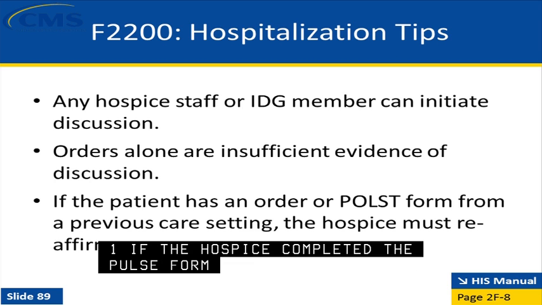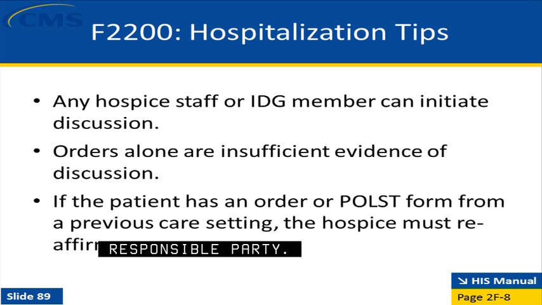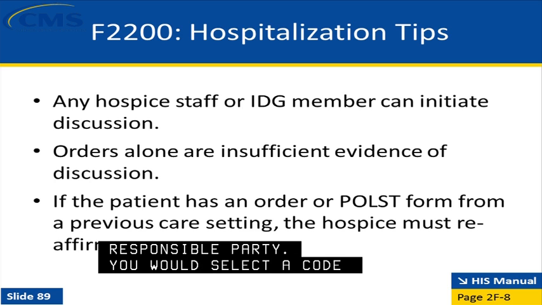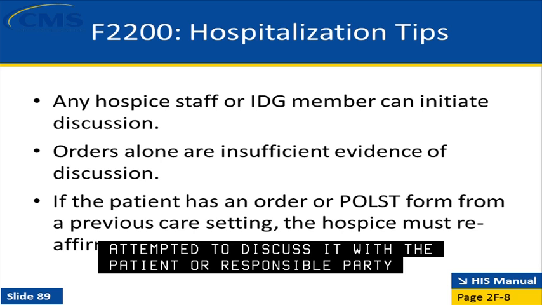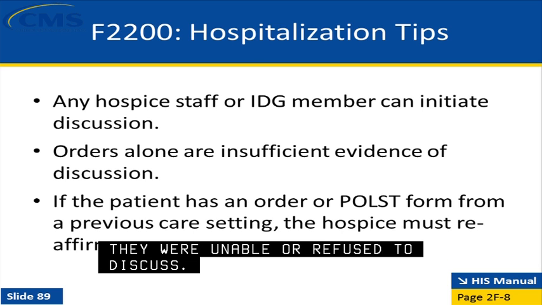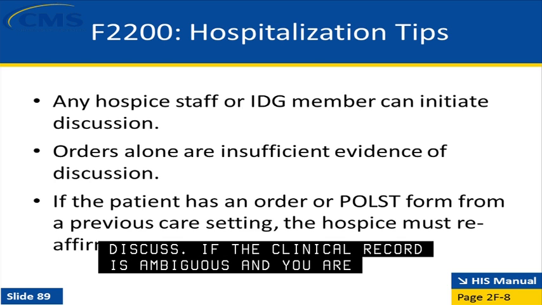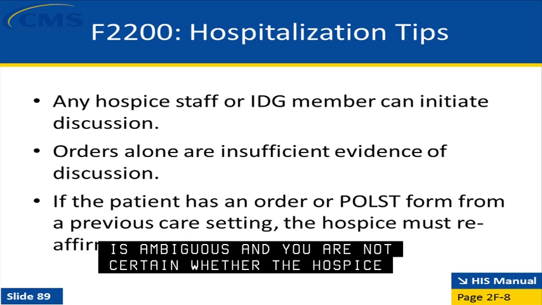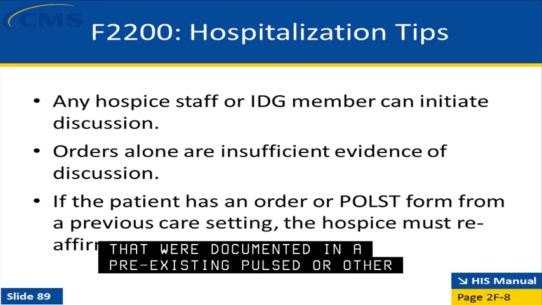You would select a code 2 if you find the POLST form and attempted to discuss it with the patient or responsible party, but they were unable or refused to discuss. If the clinical record, again, is ambiguous, and you're not certain whether the hospice reaffirmed patient preferences that were documented in a pre-existing POLST or other order, then you should select code 0 or no.